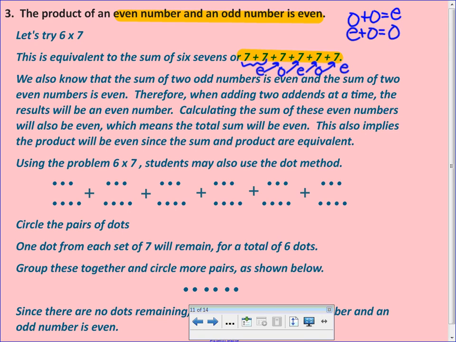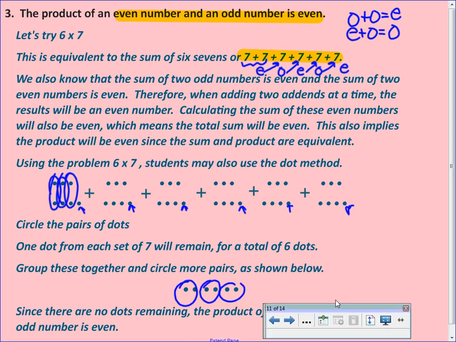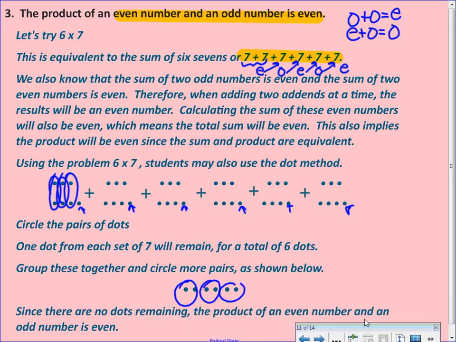Again, we can prove this with the dots. Draw your 6 groups of 7. Circle your pairs. And you're always going to have a leftover because each one is an odd number. But we're able to continue to make even groups. So since there are no dots left over, we know it's going to be even. Okay?